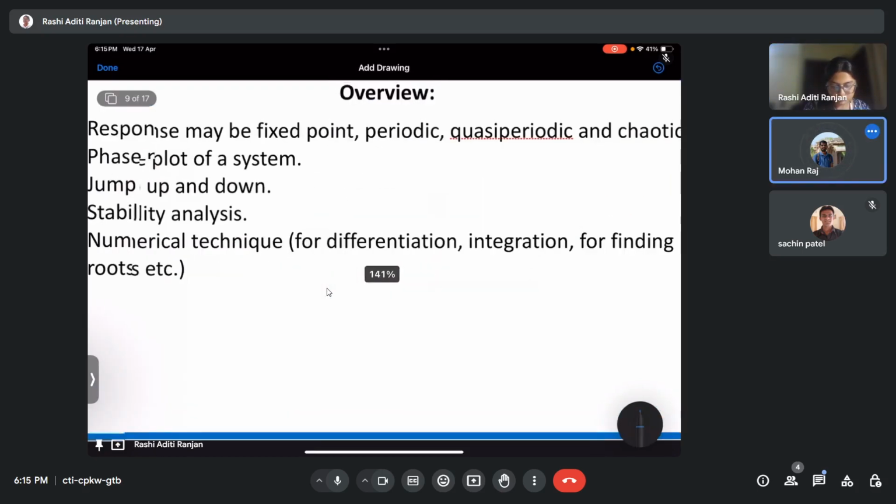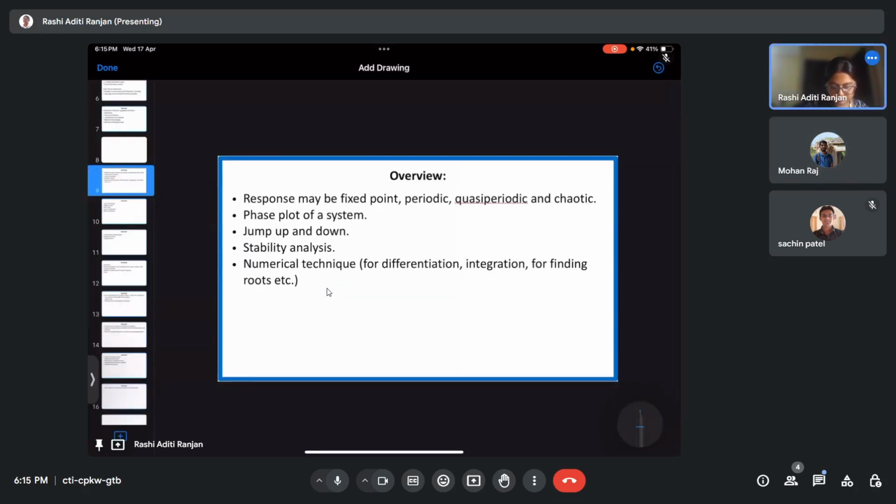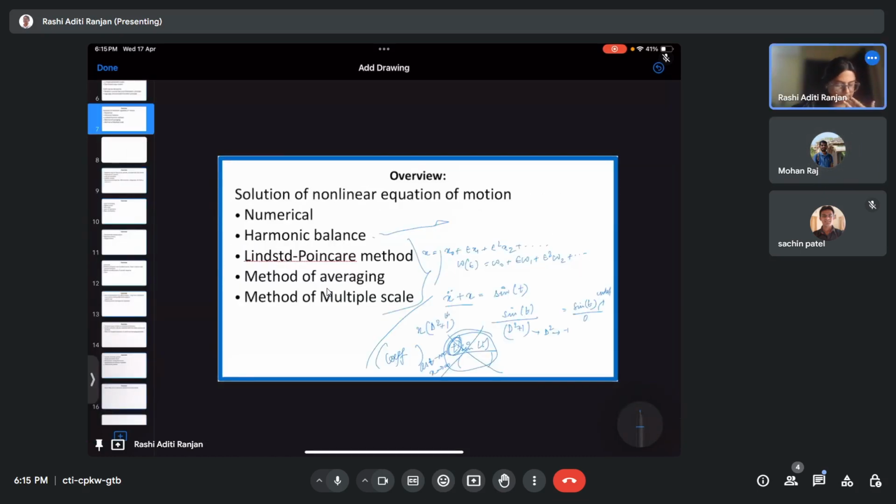Excuse me, madam. One doubt is there in the previous slide. Yes, tell me. These methods you told are applicable for periodic excitations. If I give non-periodic excitations like random excitations or step excitations, will these methods still be applicable for finding the solution of the nonlinear equation of motion?